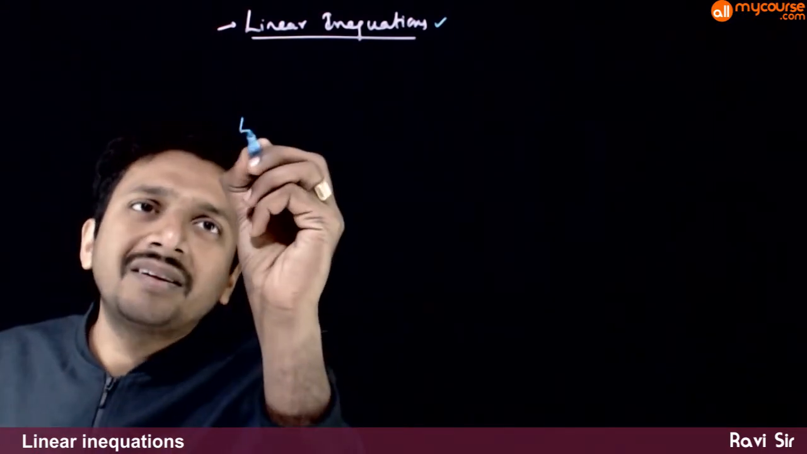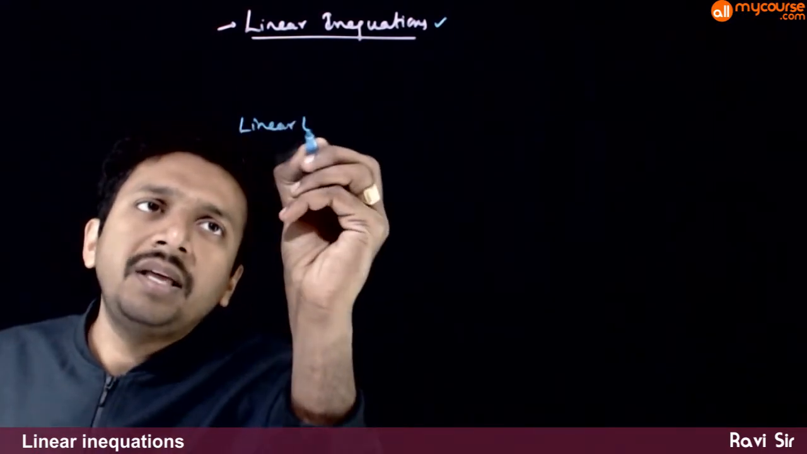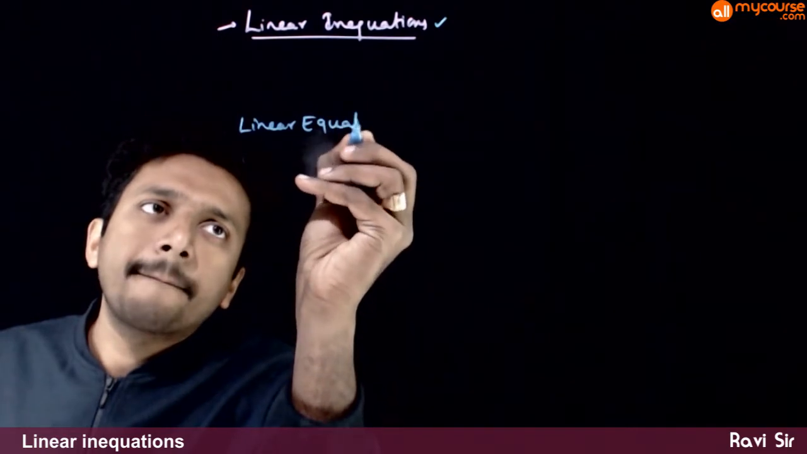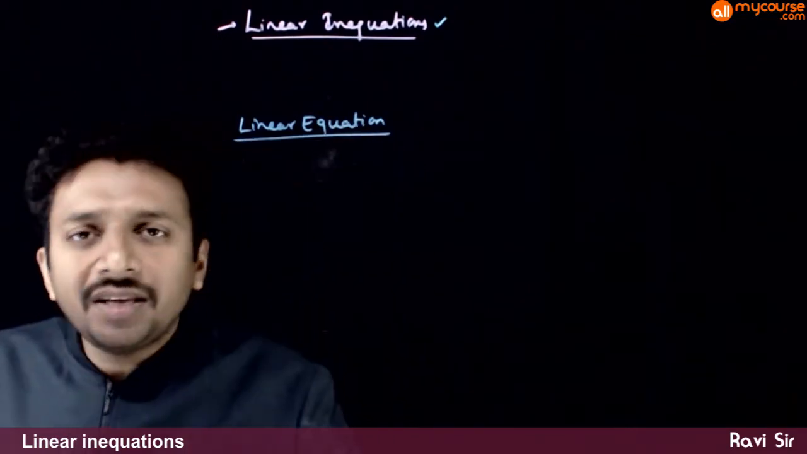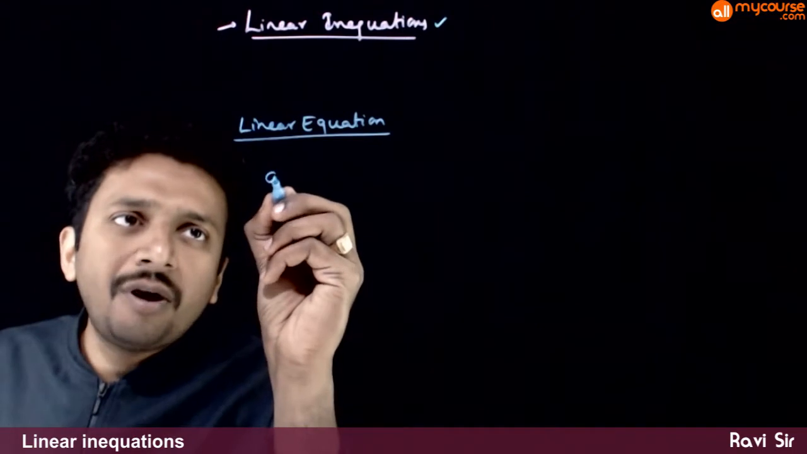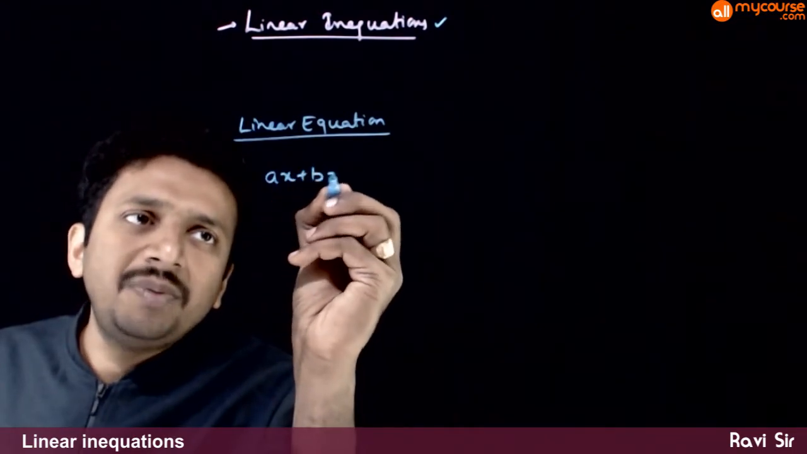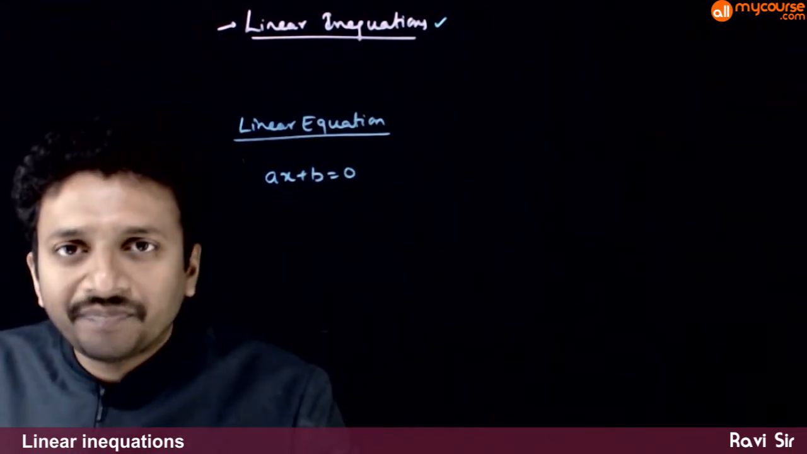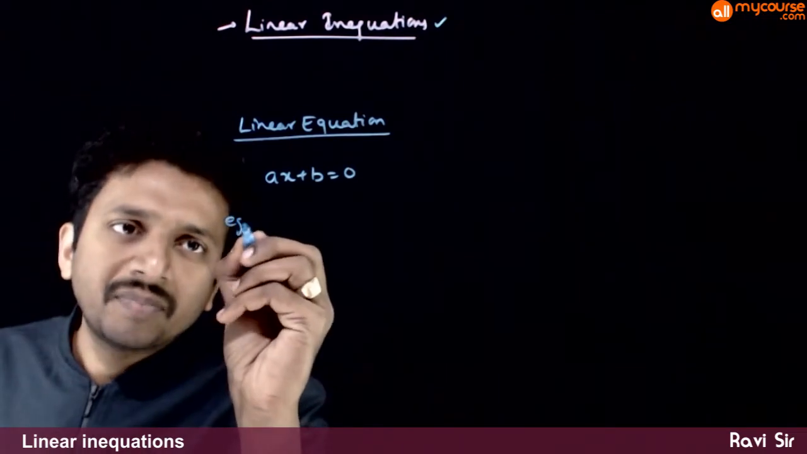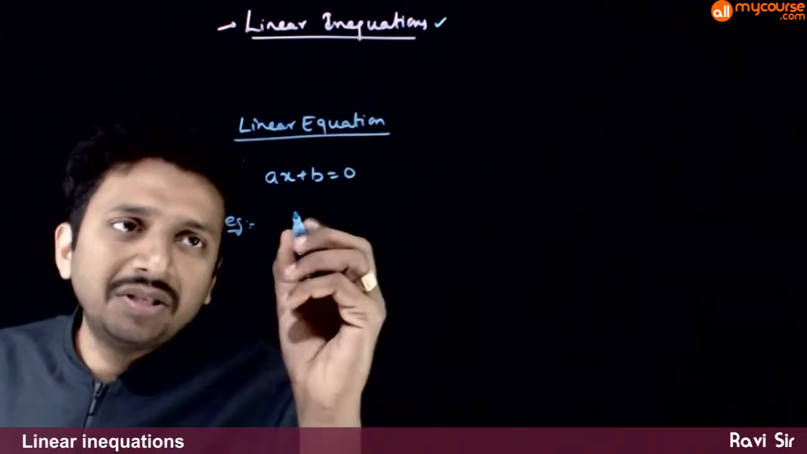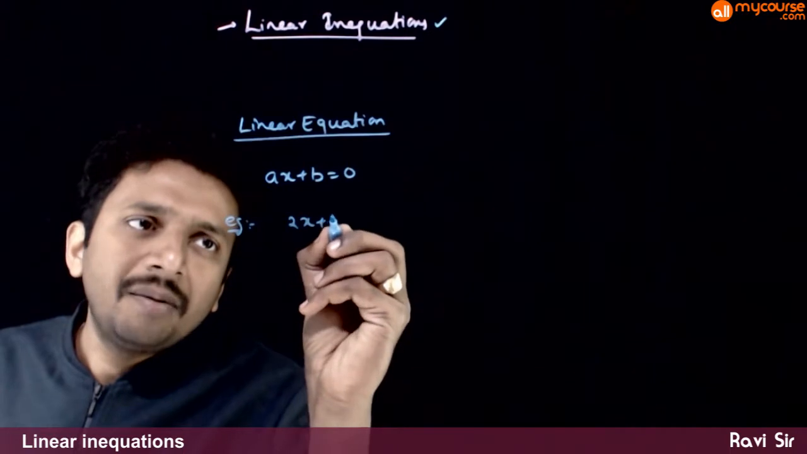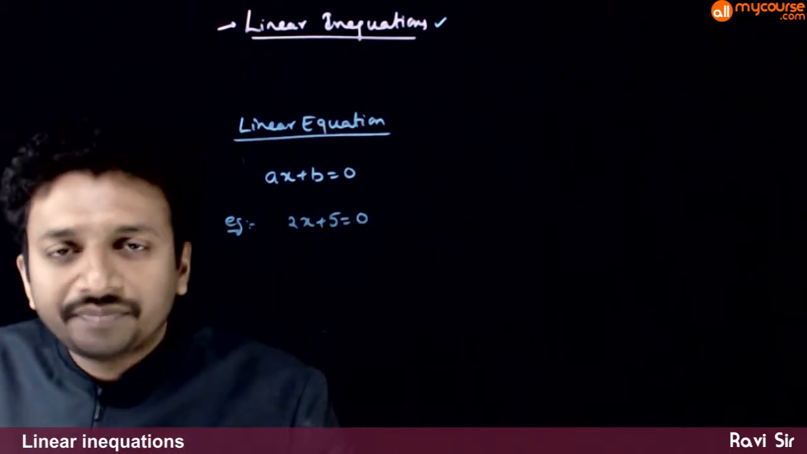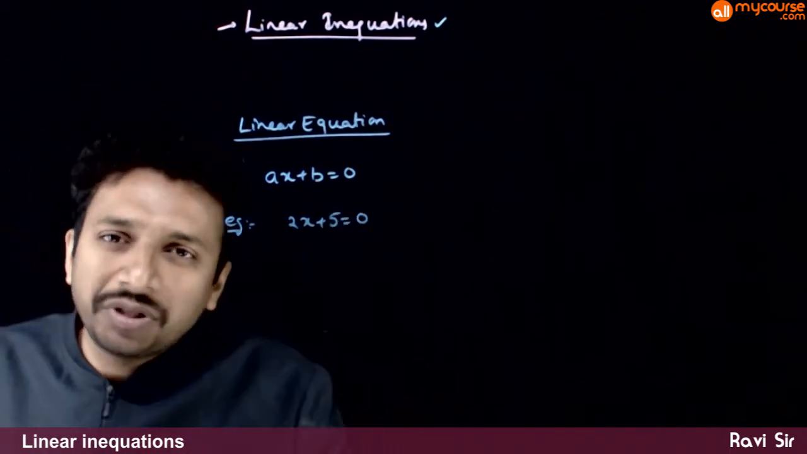So what is a linear equation? A linear equation is an equation of the form ax plus b is equal to 0. For example, you can take a linear equation which looks like 2x plus 5 is equal to 0. So this is a linear equation.